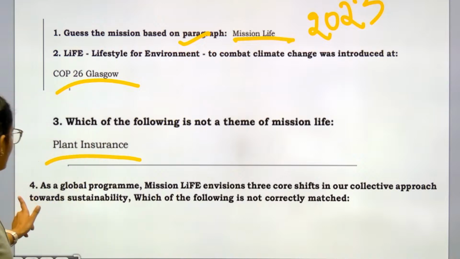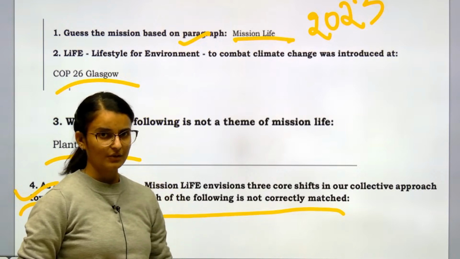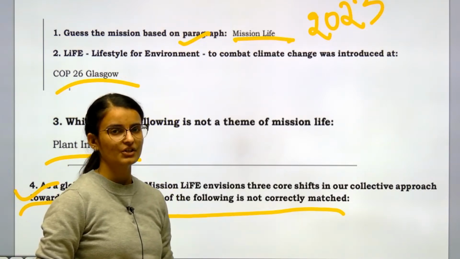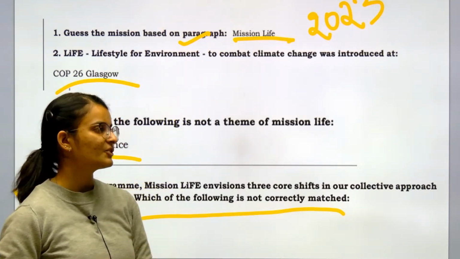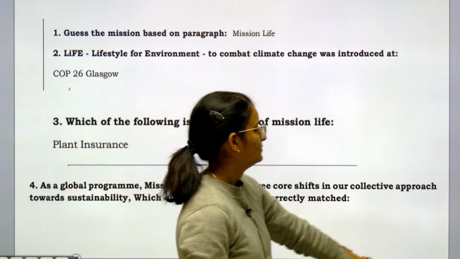Next question. As a global program, Mission LiFE envisions 3 core shifts in our collective approach towards sustainability. Which of the following is not correctly matched? Can you see how deeply they have asked questions from a simple mission, that is Mission LiFE? Okay. Next slide.